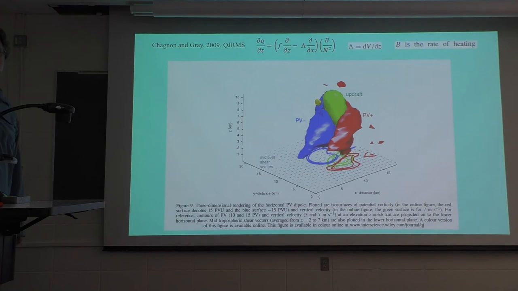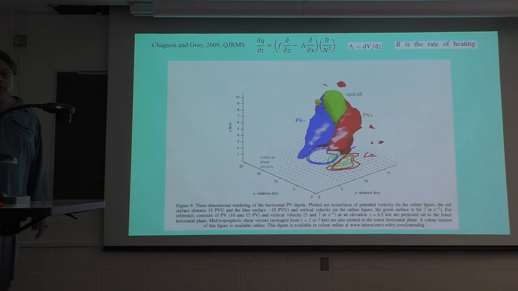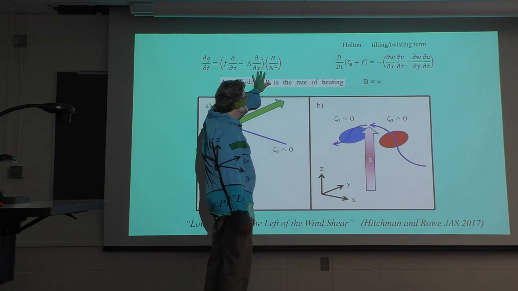This particular conceptual model applies very nicely to the situation that occurred last summer with the extreme rainfall. But that's for a future talk. All right, so I guess I've already mentioned this, that Shannon and Gray's term here is analogous to Holton's tilting and twisting term here, dw/dx and dV/dz.